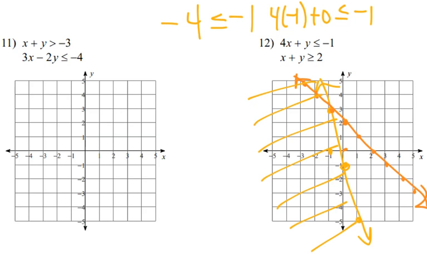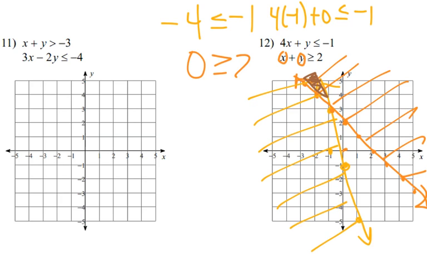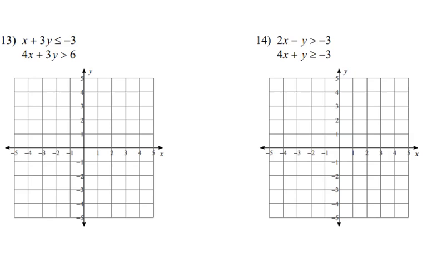Orange, we can pick 0, 0. 0 for x, 0 for y. Is 0 greater than or equal to 2? Nope, so I shade here. Where do they overlap? That itty bitty little slice right there. Alright, last two, same idea. Okay, same.